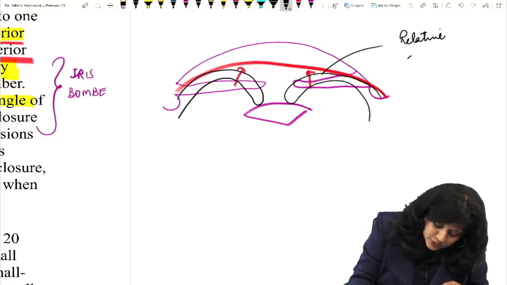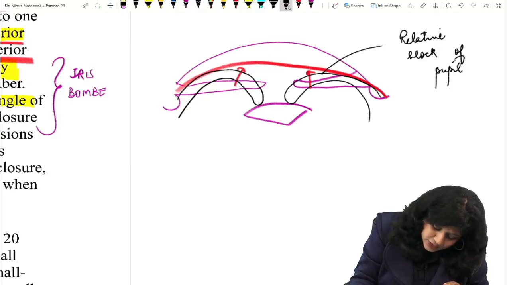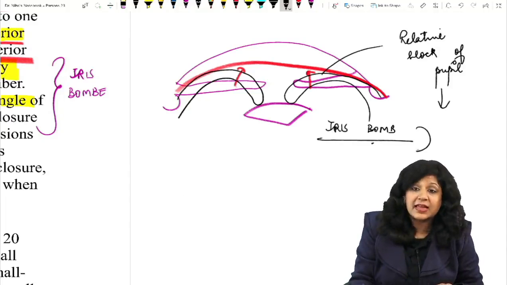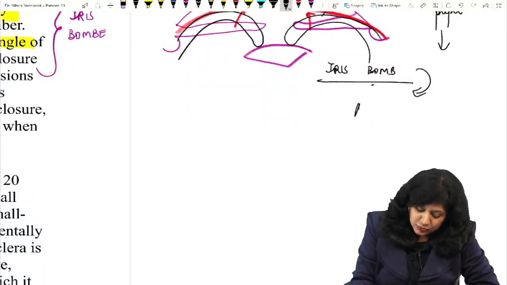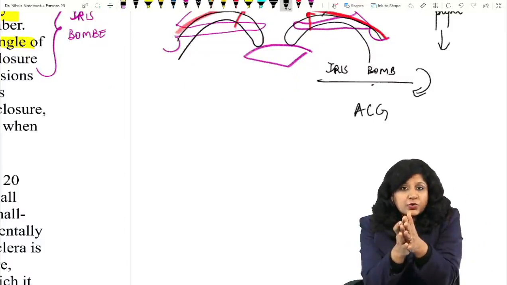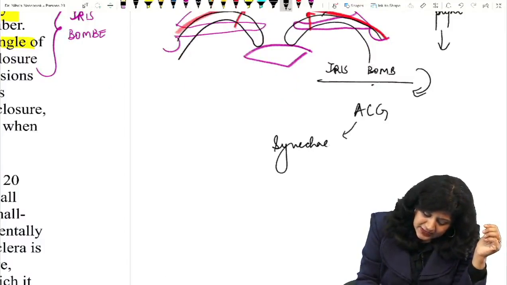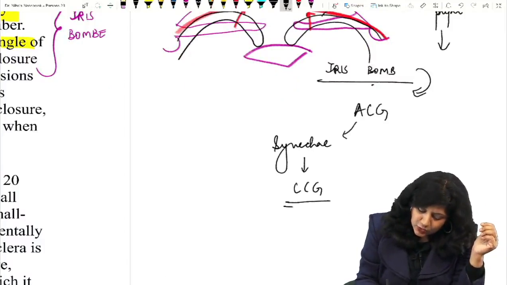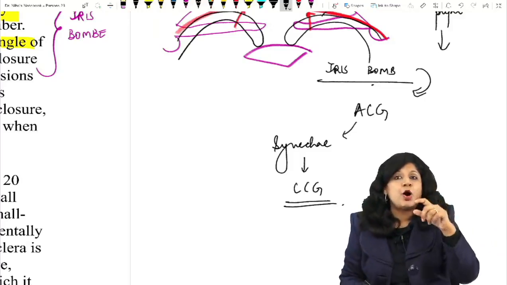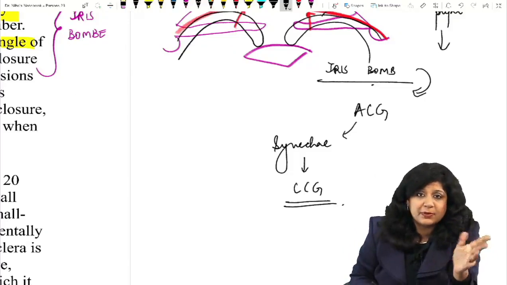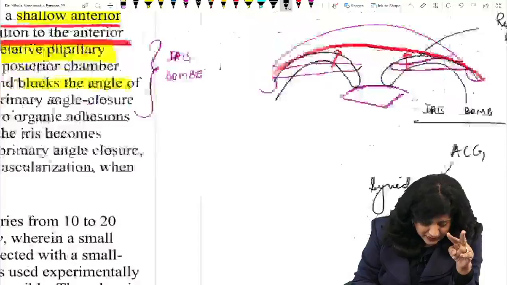This will again lead to the relative block of the pupil, and this iris bombé, that is ballooning of the iris towards the cornea, can lead to acute congestive glaucoma, sudden closure, and this can lead to synechiae formation, and then synechiae can lead to chronic congestive glaucoma. So pupillary block in this way is the main mechanism by which angle closure glaucoma used to happen. So I think you are able to correlate the two things.